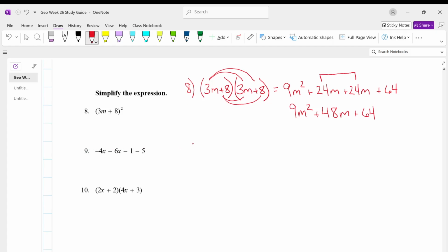In problem number 9, we've got negative 4x minus 6x minus 1 minus 5. So we're going to combine the two x's, meaning negative 4 minus 6 would be negative 10x. And then we're going to combine the negative 1 and the negative 5, and negative 1 minus 5 is negative 6. And that is the simplest form, negative 10x minus 6.